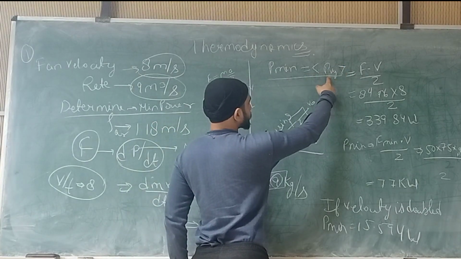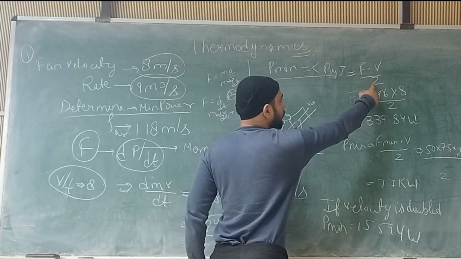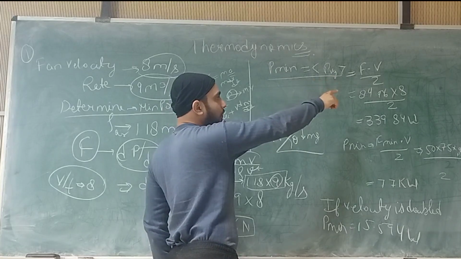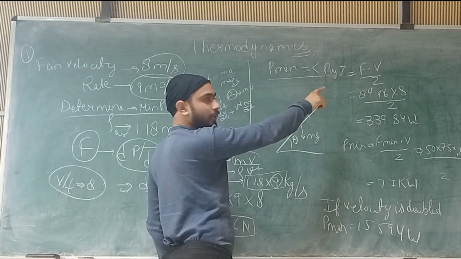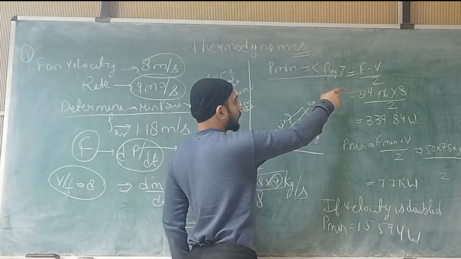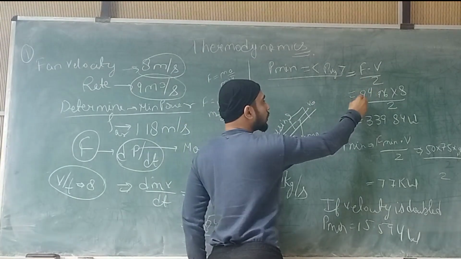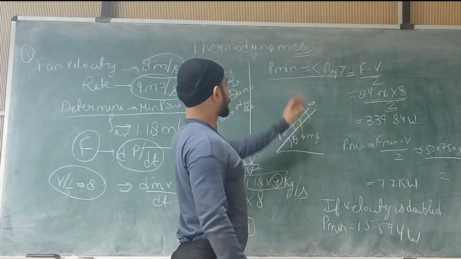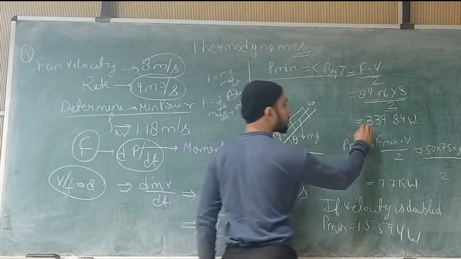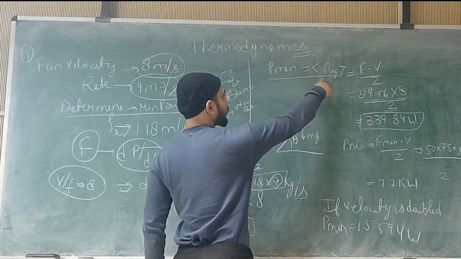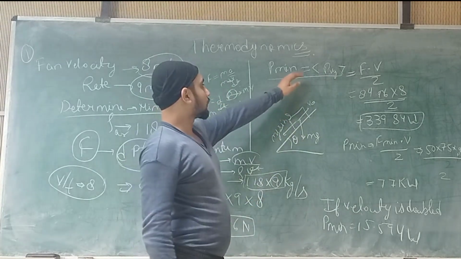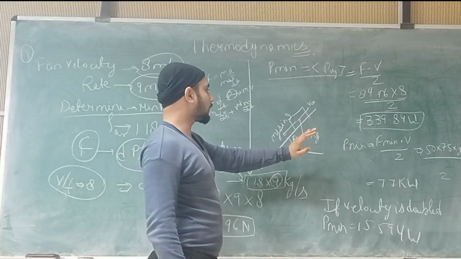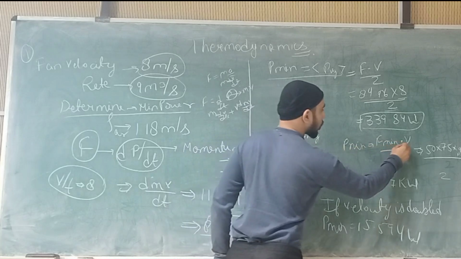Secondly, we have to find the minimum power. Minimum power is nothing else but the average power. Average power is F dot V by 2, where this dot is the dot product, F the force vector and V the velocity vector. But here the dot product is not needed, so 84.96 was the force, 8 was the velocity, by 2. So the minimum power came out to be 339.84. This formula we have to remember: minimum power is P average, F dot V by 2.